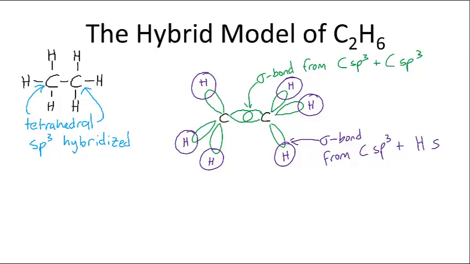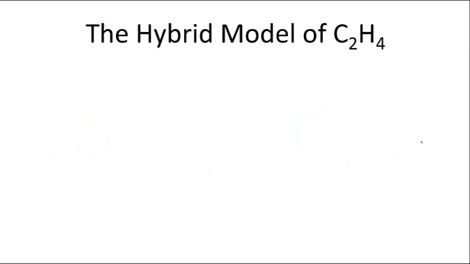All right. What if I change, instead of C2H6, I make it C2H4? Take a moment, draw yourself a Lewis structure for C2H4. Okay, how does C2H4 differ from C2H6? Now it's got a double bond. All right. C2H4 has got a double bond.